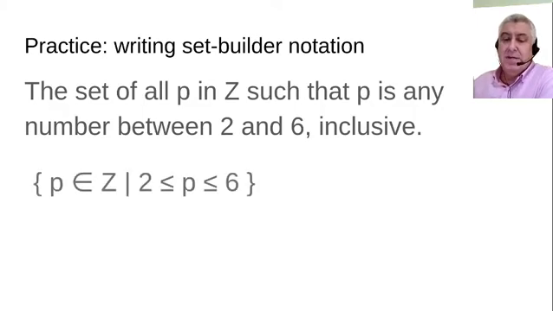Okay, let's check. This is an answer, and yours should look approximately like this. This is the set of all p in Z, so p is an integer, such that p is greater than or equal to 2 and less than or equal to 6. So it's between 2 and 6, and it includes 2 and 6.